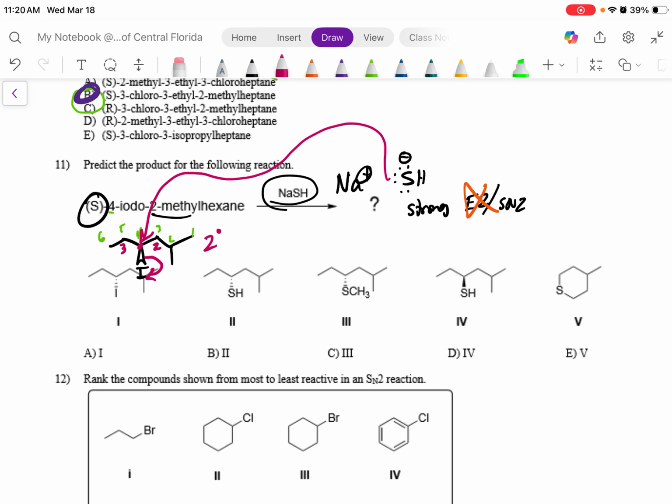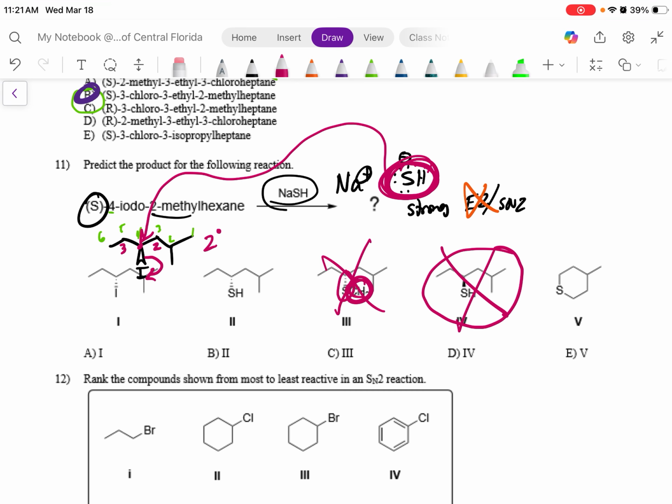And so we are looking for something that has an SH coming in on the back side. Okay. So this has an SH, but it's a wedge. That means it came in from the front side, or the same side that the leaving group is, and that cannot happen in an SN2. This has a dash, but it has a methyl attached. There's no methyl here, so that one's out. Okay, and so the only answer choice left would have to be that guy. That makes logical sense for an SN2 reaction. So that would be answer choice B.